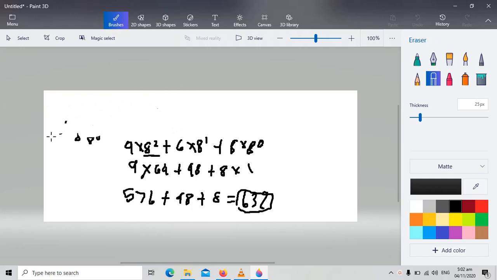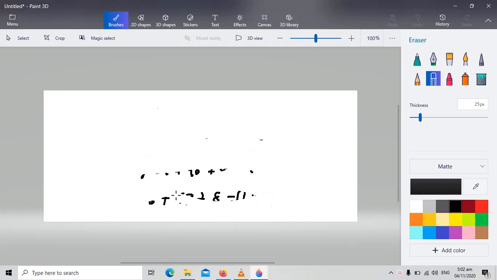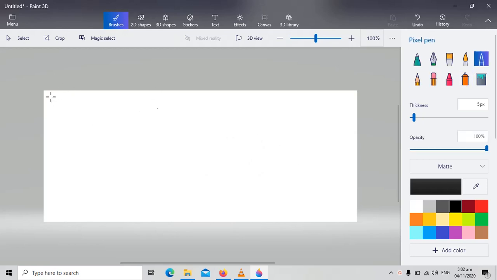Let's try solving with 4 digits. Here's another problem, but we will solve 4 digits in an octal number.